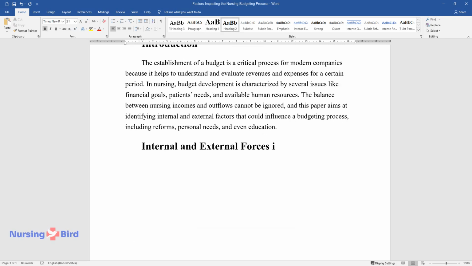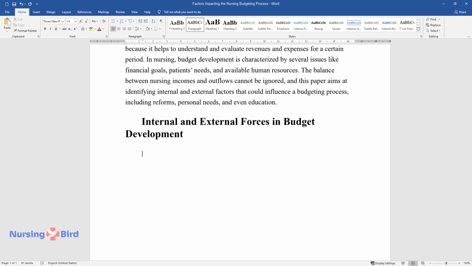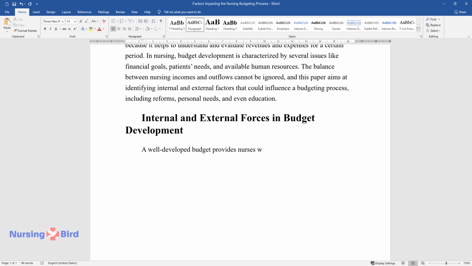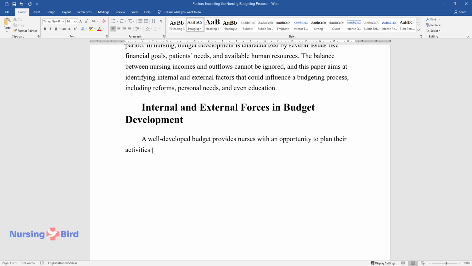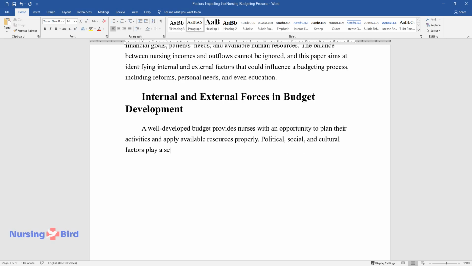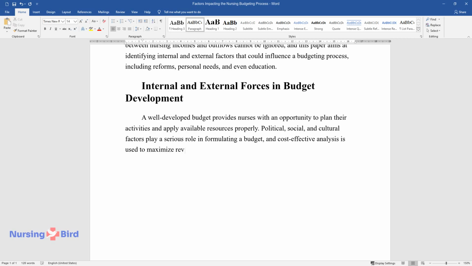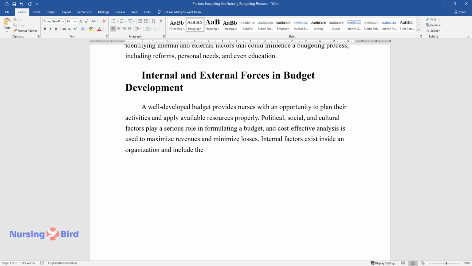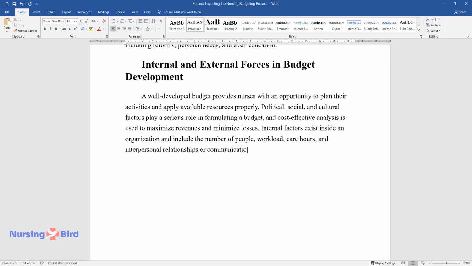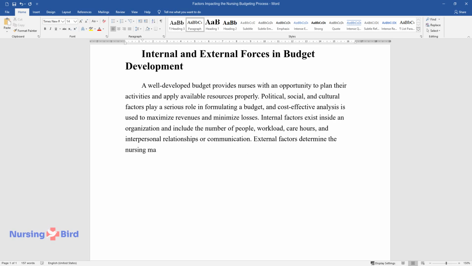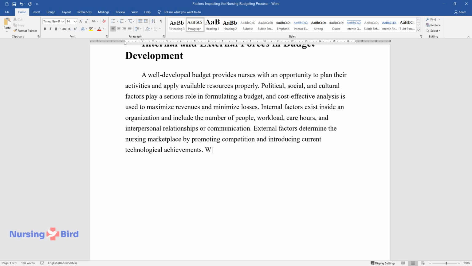Internal and external forces in budget development. A well-developed budget provides nurses with an opportunity to plan their activities and apply available resources properly. Political, social, and cultural factors play a serious role in formulating a budget, and cost-effective analysis is used to maximize revenues and minimize losses. Internal factors exist inside an organization and include the number of people, workload, care hours, and interpersonal relationships or communication. External factors determine the nursing marketplace by promoting competition and introducing current technological achievements.